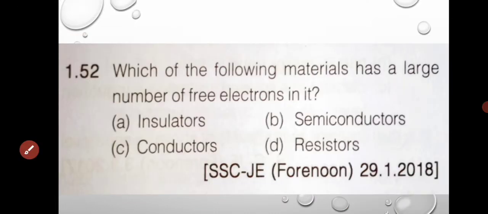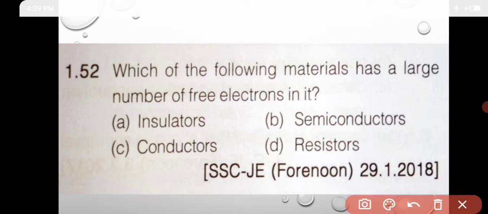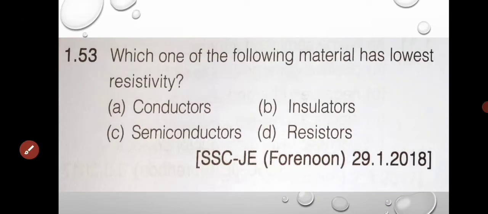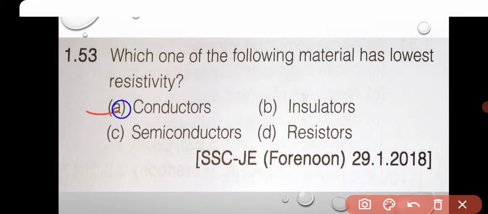Now the next question, number 52, which of the following materials has a large number of free electrons? Its correct answer will be option C, that is conductors. Now the next question, which of the following materials has the lowest resistivity? Its correct answer will be option A, that is conductor.